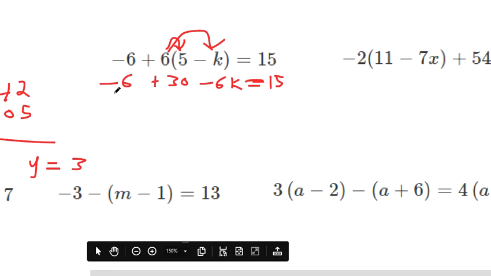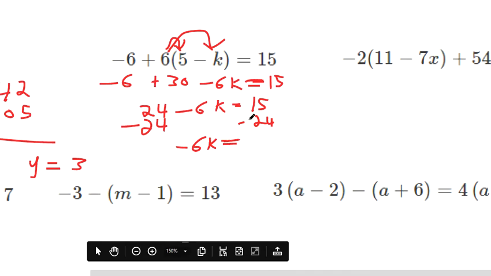Next, let's clean things up on the left side. You got negative 6 plus 30. So in your calculator, you should get 24. Getting closer to having k by itself, so let's subtract 24 from both sides, and watch out, a lot of students drop that negative sign. That's still a negative 6k.